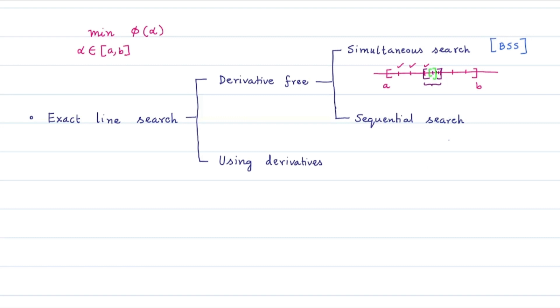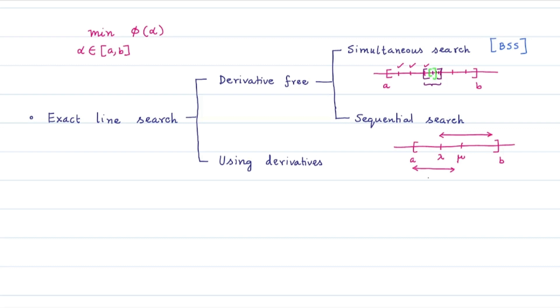In the sequential search, for a given interval of uncertainty, say A to B, we pick up 2 points, say lambda and mu. Then we evaluate the function values at lambda and mu. With the help of the values of the function phi at lambda and mu, we reduce the interval of uncertainty from A to B to A to mu or to lambda to B, so that in the reduced interval of uncertainty the function has a local minimum.